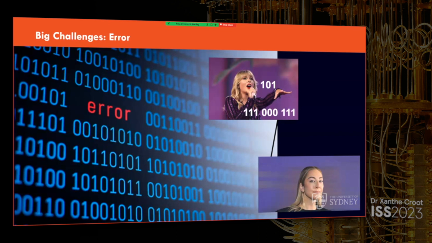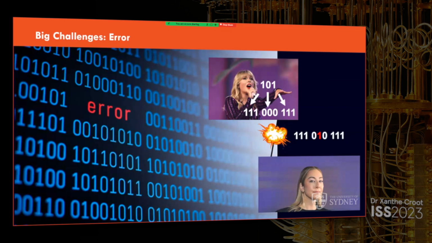And it's repetition because rather than just sending 101, Taylor is going to replicate the 1 three times, the 0 three times, and the last 1 three times. And she's going to send that message to SD.